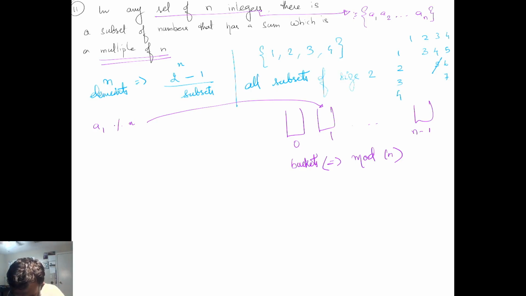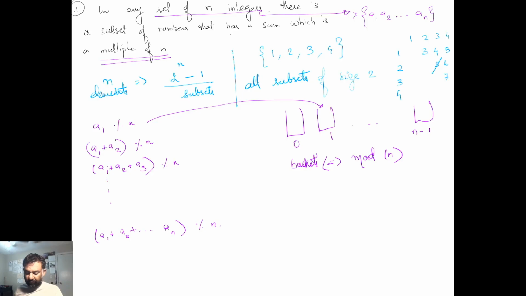The next thing that I'll consider is a1 plus a2 mod n. Where will this fall? This will fall essentially in some other bin, and it will keep going. Let's say, what do I have last? The next one will be a1 plus a2 plus a3, all the way up to a1 plus a2 plus all the way up to an mod n.